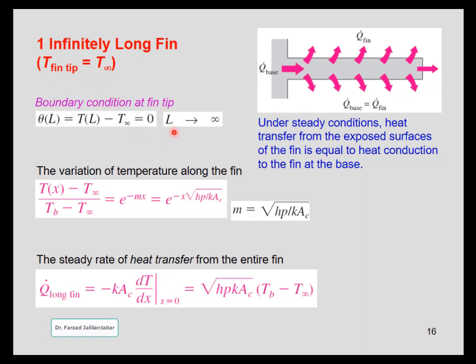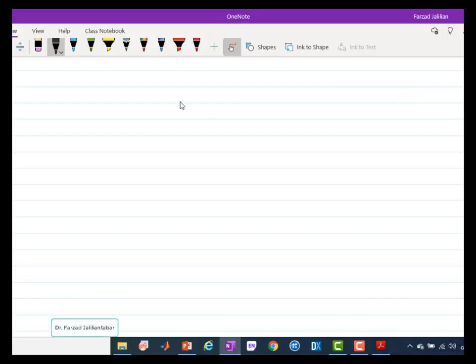And this holds when L, the length of the fin, is long enough, or infinitely long. So by this boundary condition, we can find this equation for the variation of temperature along the fin. Let's see how we can find this variation of temperature along the fin. Okay, imagine this is our fin.